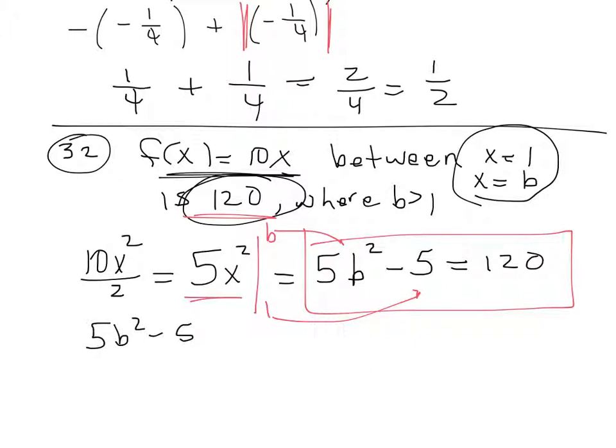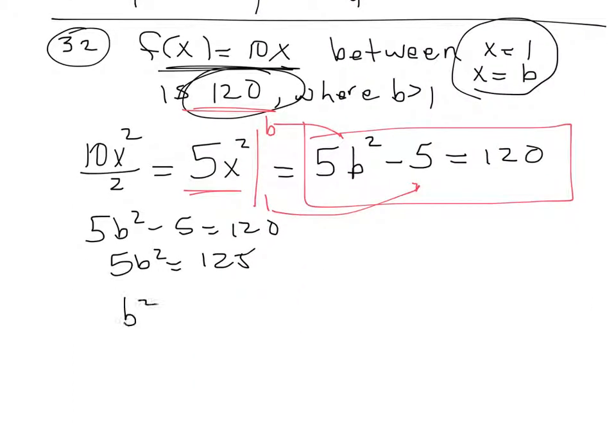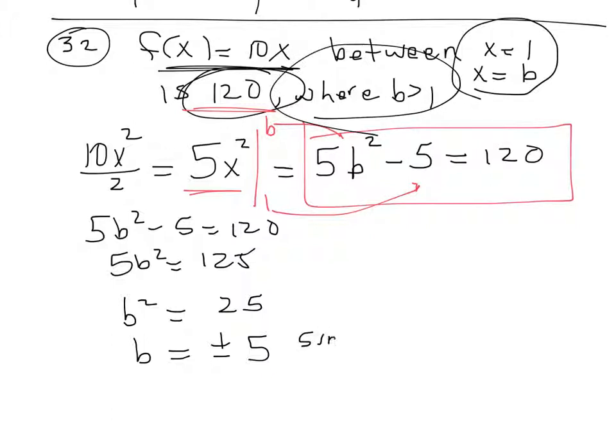5b squared minus 5 equals 120. 5b squared equals 125. b squared equals 25. Technically, and I know we're getting out of the habit of it, when you square root both sides, technically you should be doing plus or minus. However, right here says since b has to be greater than 1, then b must equal 5. So basically what you're doing, you're finding the value of the upper limit of this. They've told you the area, and they've told you the lower limit and the function, and they want you to find this upper limit.